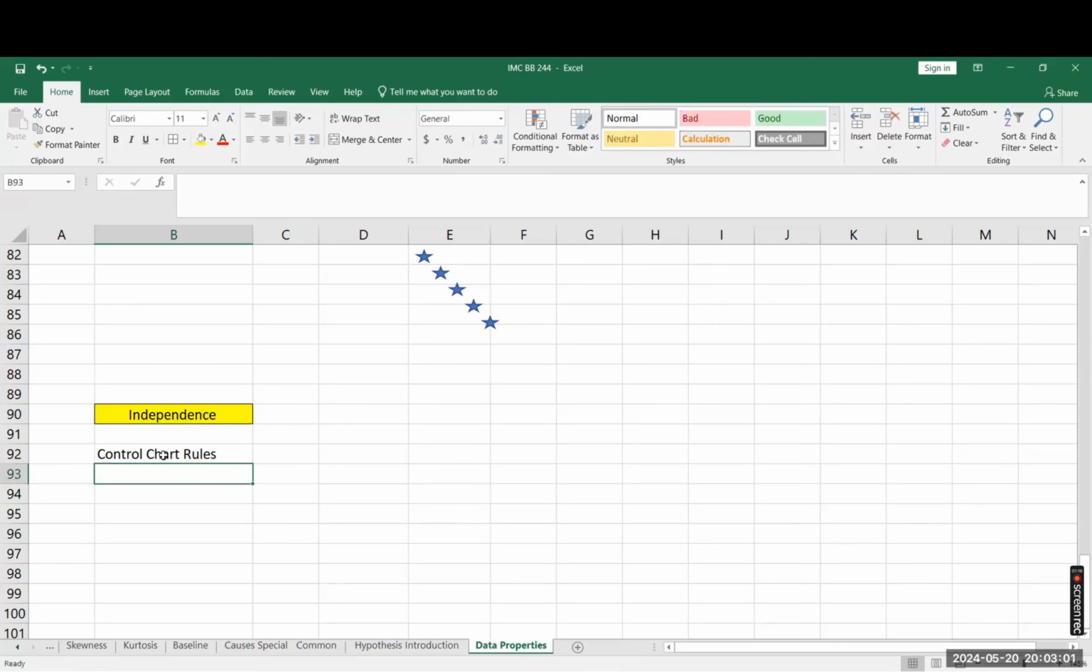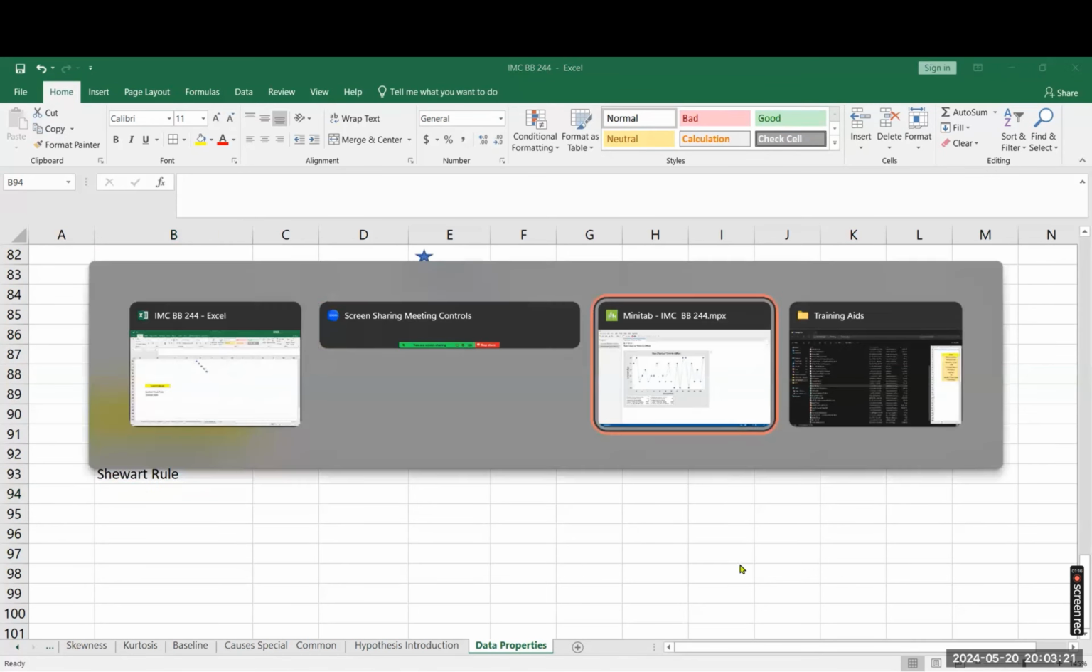Or we also call it the Shewhart rule, because Walter A. Shewhart was the person who discovered these rules. So based on his name, we call these the Shewhart rules. Okay, what it says: suppose this is your data.